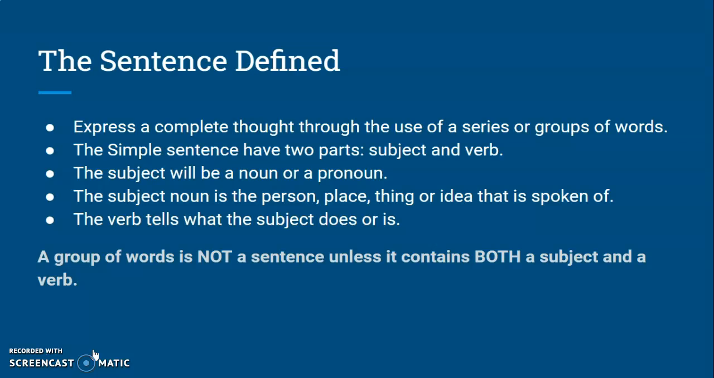The verb will tell us what the subject does or what the subject is. So each subject will have a verb. A verb should have a subject, okay? So a group of words is not a sentence unless they contain both a subject and a verb. Tip, hint, hint. This is the definition of a clause. It's a group of words that contain both a subject and a verb.